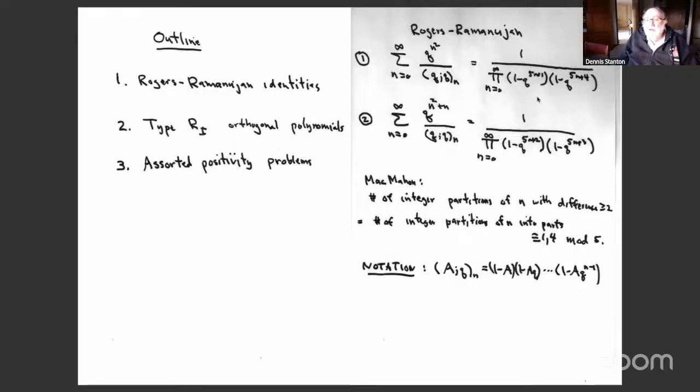But the first part is the right-hand side, partitions whose parts are 1 or 4 mod 5. And McMahon figured out the combinatorics of this left side. He said it's the generating function for partitions of n whose difference is at least 2. So the parts are distinct and they have to differ by 2. So a partition that would be okay would be like 7 plus 3 plus 1. But 7 plus 6 plus 2 would not be allowed.